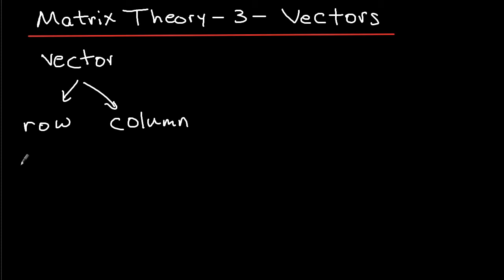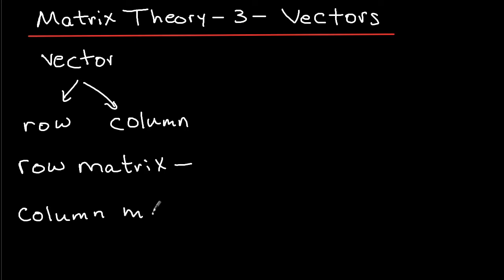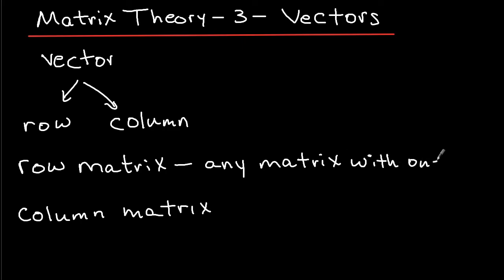I want to talk about a row matrix, also known as a row vector. And I also want to talk about the column matrix, also known as the column vector. So a row matrix is any matrix with one row.